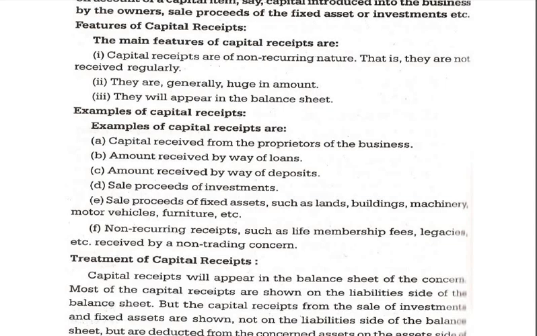Okay, these are some of the examples of capital receipts. So capital received from the proprietor of the business, amount received by way of loans, amount received by way of deposits, sale proceeds of investments, sale proceeds of fixed assets, and non-recurring receipts like life membership fees, legacies, and then donations, etc. Big donations. Okay.